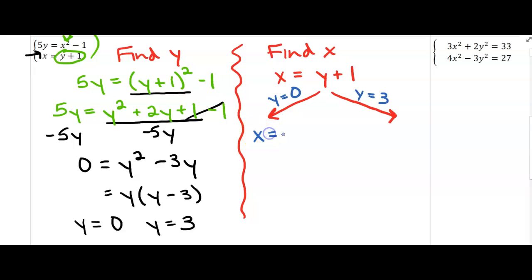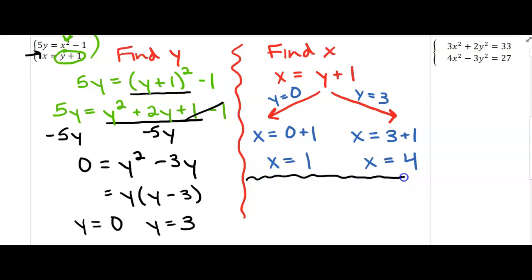I'm plugging in 0 for y, so x equals 0 plus 1. And then over here to the right, I'm plugging in 3 for y, so x equals 3 plus 1. When I do this, I get an x value of 1 and an x value of 4. Now the last thing we need to do, of course, is write our solutions, and those are points of intersection. Those are points on our graph, and so our solutions need to be in the form of points.